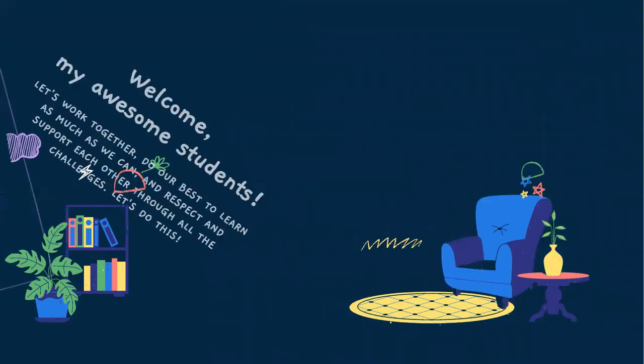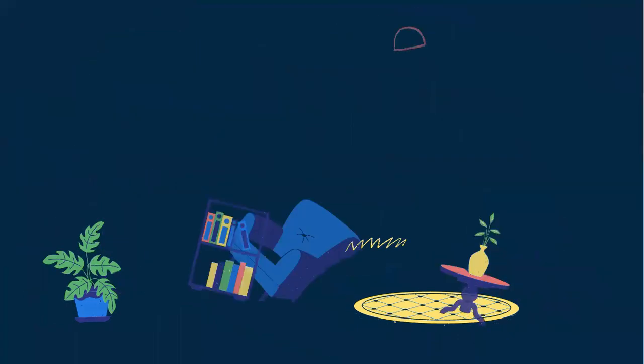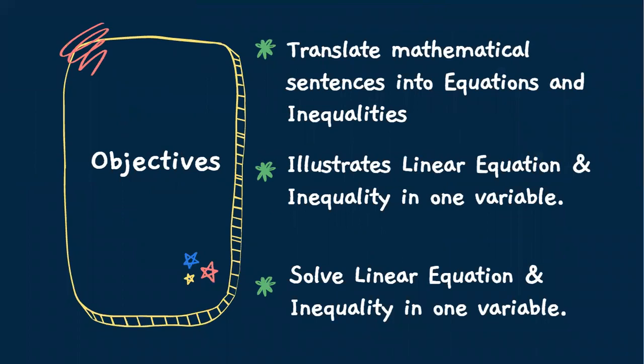Let's do this. So our topic for this session is all about linear equation and inequalities in one variable and solving of linear equation and inequalities. So in our lesson, we have objectives. First, translate the mathematical sentences into equations and inequalities. Second, illustrate linear equation and inequality in one variable. And the last one, solve linear equation and inequality in one variable.